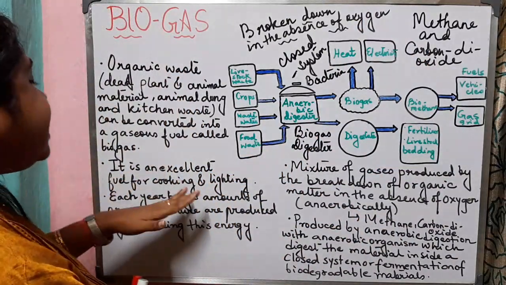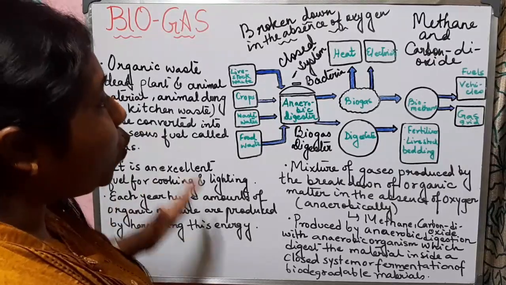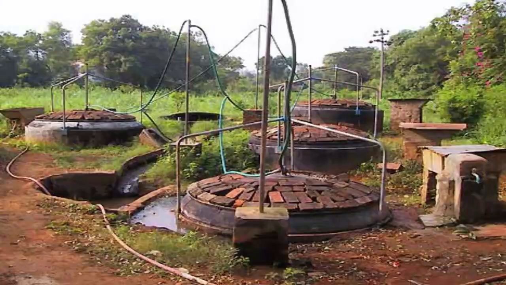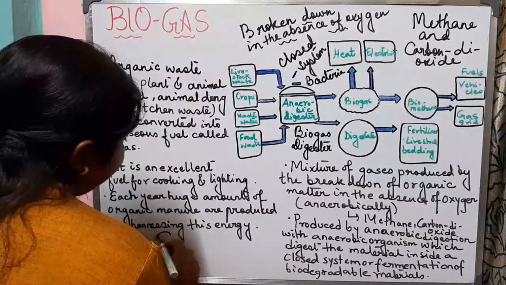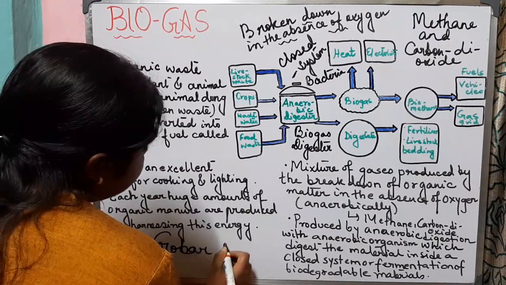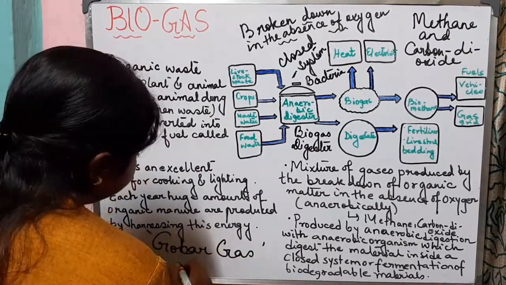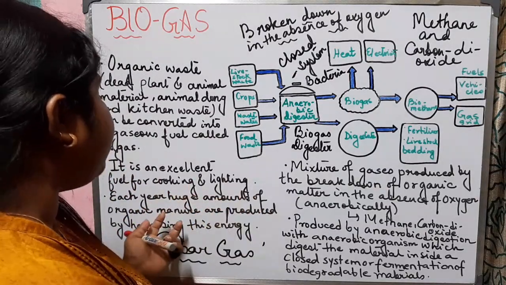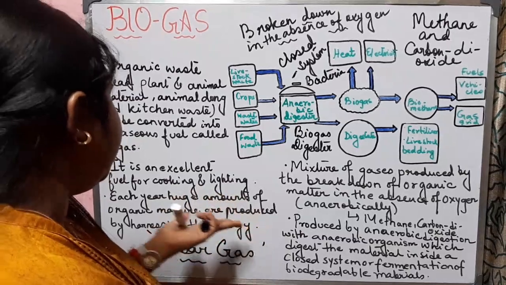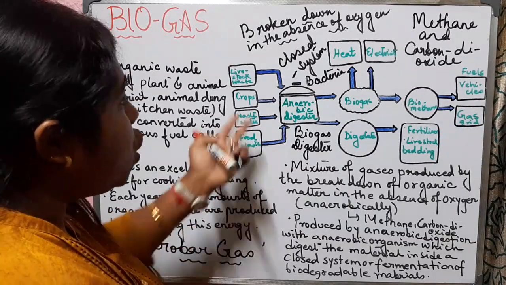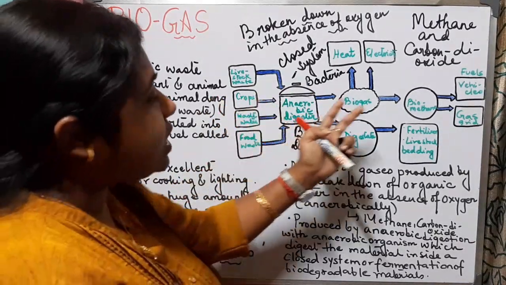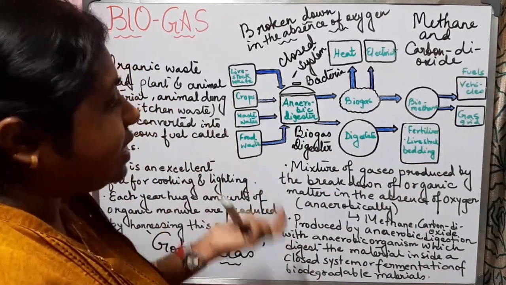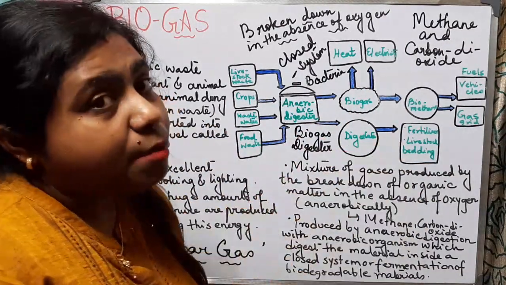Now biogas is an excellent fuel which can be used for cooking and lighting. In rural areas of India, biogas is widely used. It is also called gobar gas. Each year, a huge amount of organic manure is produced by harnessing this energy. So the leftover is used as organic manure or fertilizer and for livestock bedding.